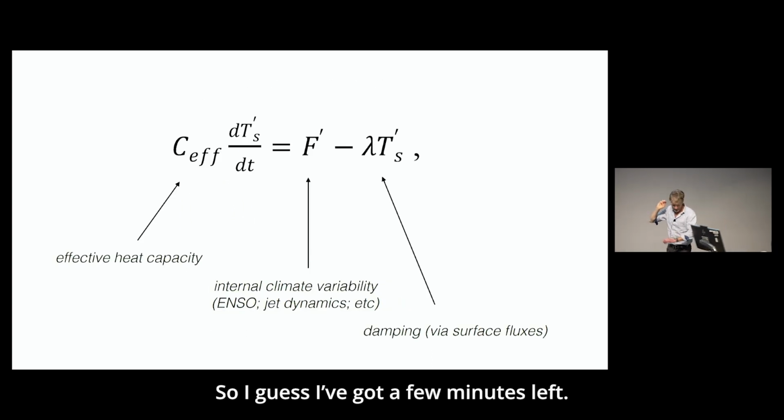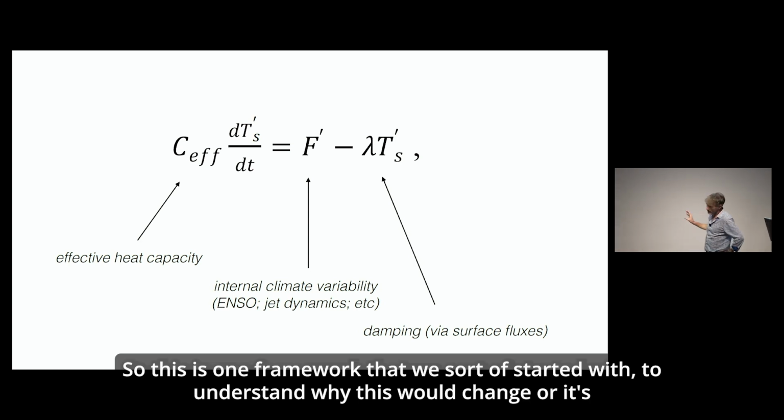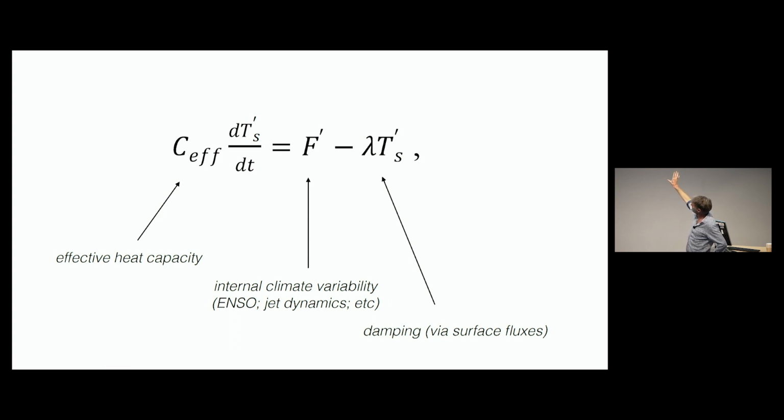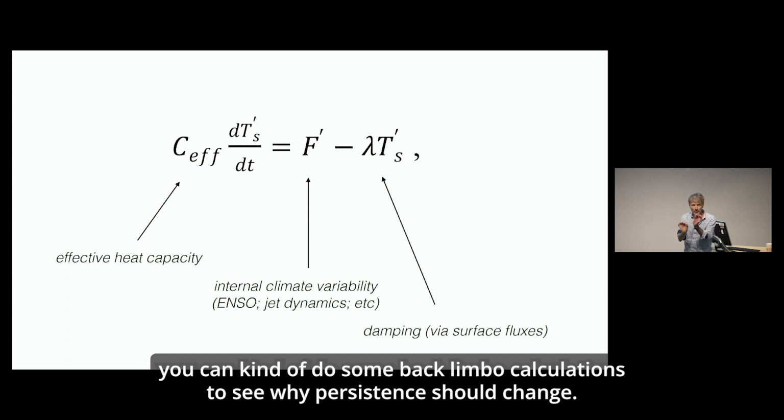So I guess I got a few minutes left. This is one framework that we sort of started with to understand why this would change. One way you can think about it is, if you had a simple linearization of the first law of thermodynamics, you can do some back-of-the-envelope calculations to see why persistence should change.